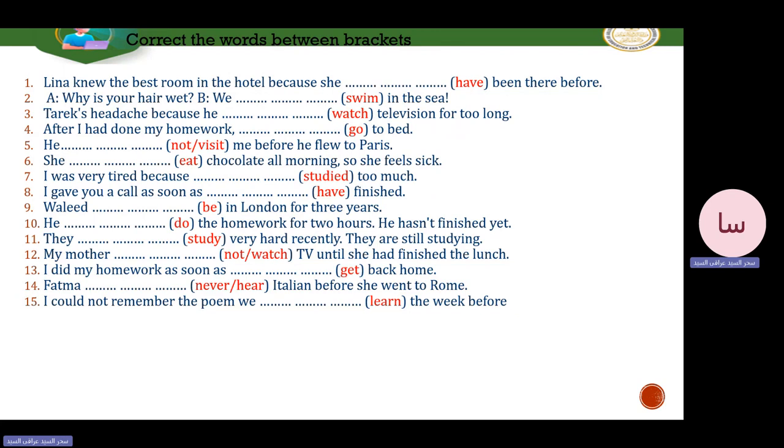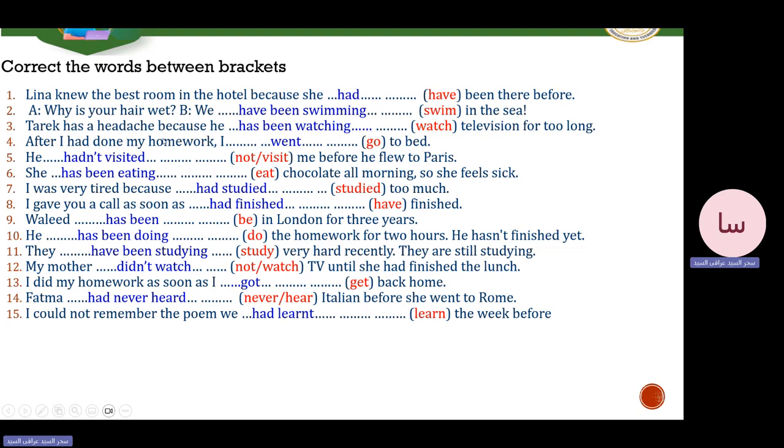Okay, let's get the answers quickly. Lena knew the best room in the hotel because she had been there before. Okay, this is the first action. Why is your hair wet? What was the reason? We have been swimming in the sea. Present perfect continuous, because my hair is wet. Tariq has a headache because he has been watching television for too long. This is the reason. After I had done my homework, I went out. Or I went to bed.